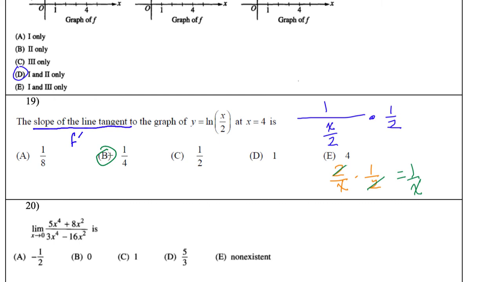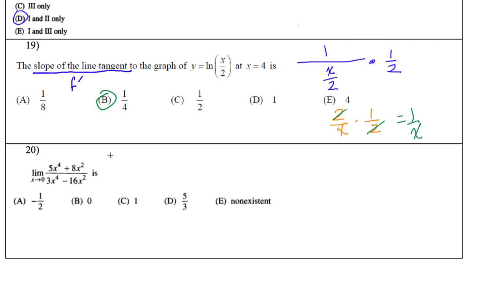And then finally, number 20. This is also a review from Unit 1. If I plug in 0, I get the indeterminate form 0 over 0, which means you're doing the following 3 steps. Name them. Factor, cancel, plug in.